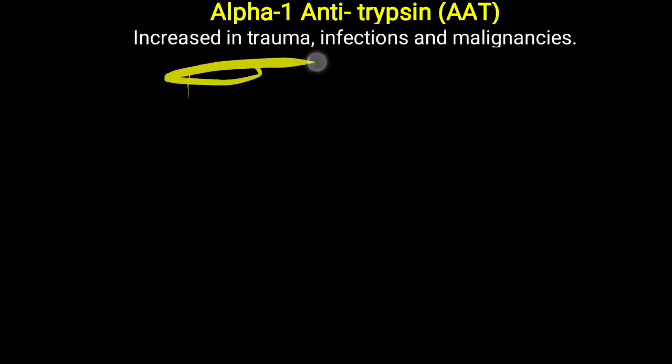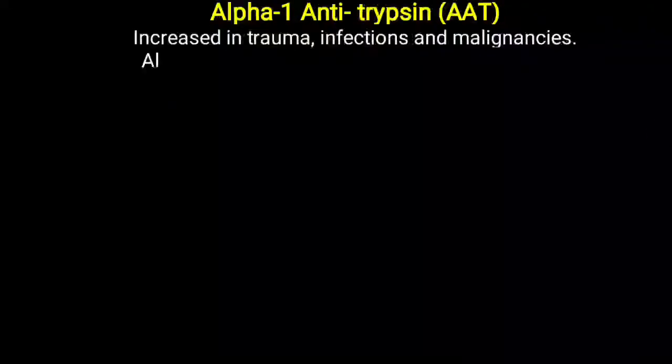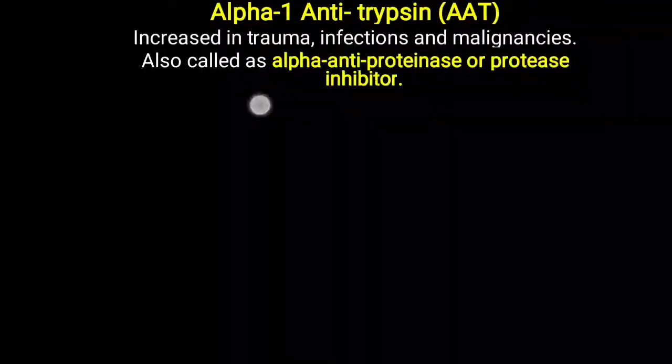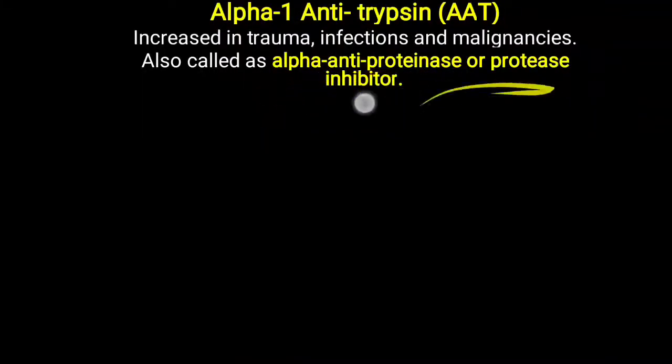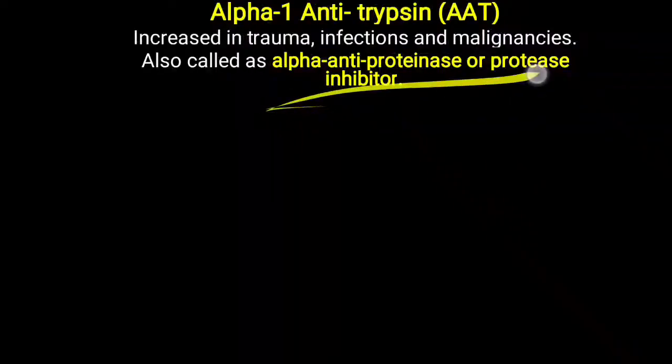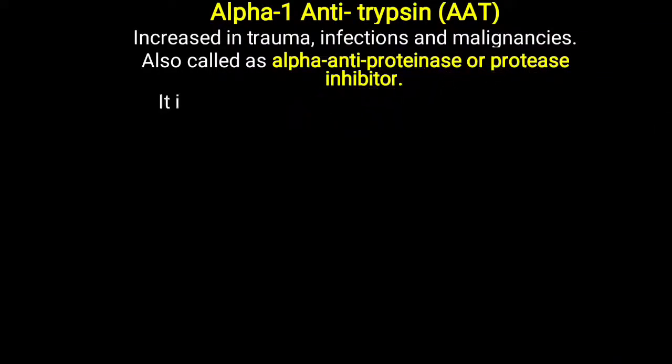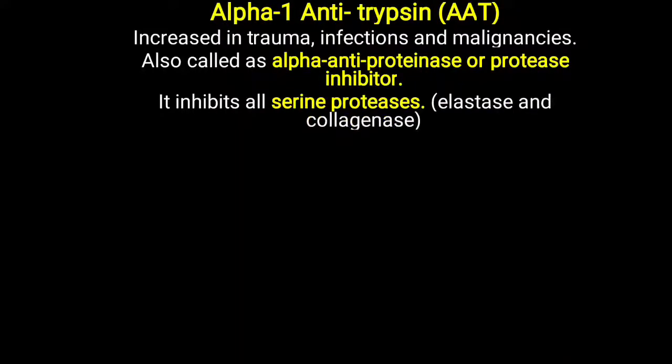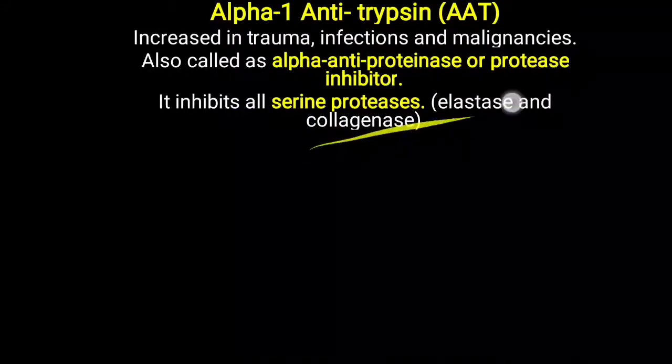So it is particularly increased in trauma, infection and malignancy. Also called the alpha antiproteinase as well as protease inhibitor. Now from the name protease inhibitor, it works particularly to inhibit serine proteases, not all proteases, particularly serine proteases are inhibited by this alpha 1 antitrypsin. Now, two most important serine proteases are elastase and collagenase.